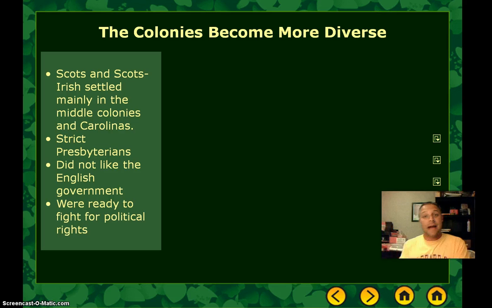and the Scots and the Irish, all generally were hesitant to accept English authority, ready to push for political rights, and most of them settled in the Appalachian regions of the South, the Middle Colonies, Virginia, and in the Carolinas as well. And also there were large settlements in Pennsylvania as well.